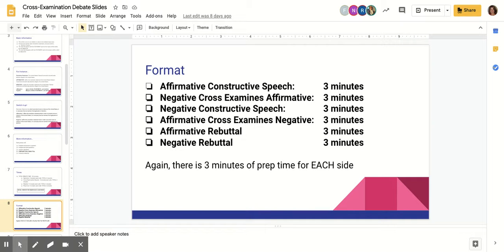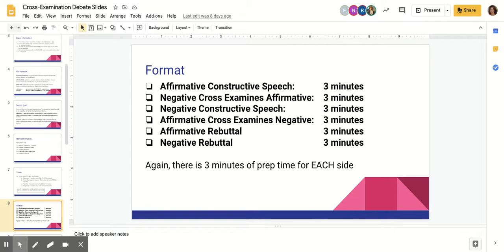This is the way that it's formatted. So this will be very familiar to you because it's a lot like our fast food debates. So our affirmative constructive speech goes first for 3 minutes. Then the negative side is going to be cross-examining the affirmative side, and someone on the affirmative side is going to be answering. Then there's the negative constructive speech for 3 minutes. And then the affirmative is going to be cross-examining the negative, and then affirmative rebuttal, negative rebuttal. So it's affirmative, negative, negative, affirmative, affirmative, negative.